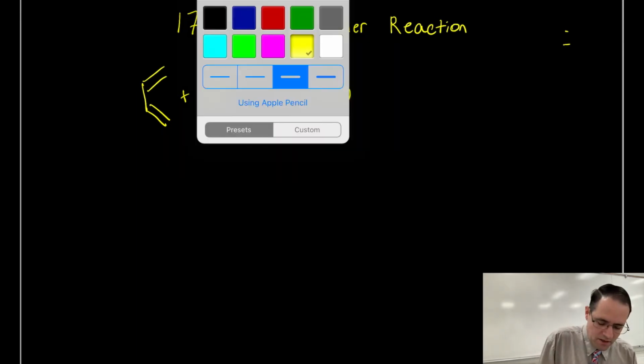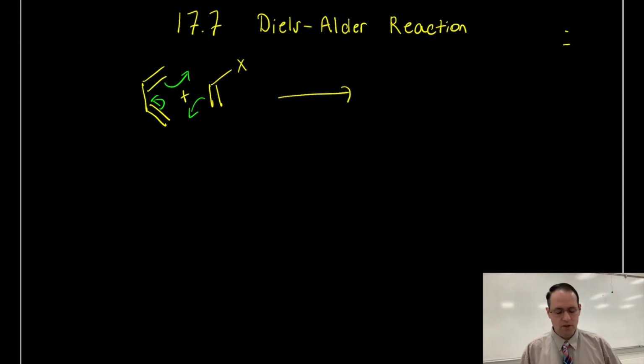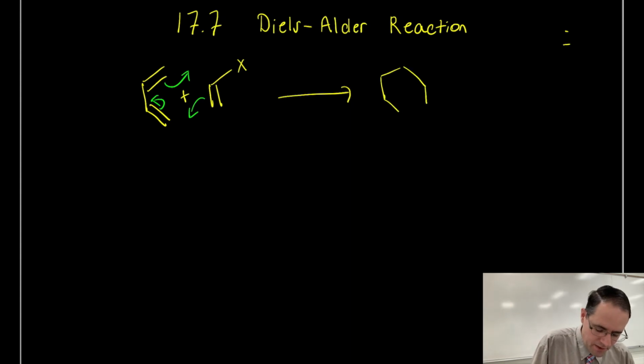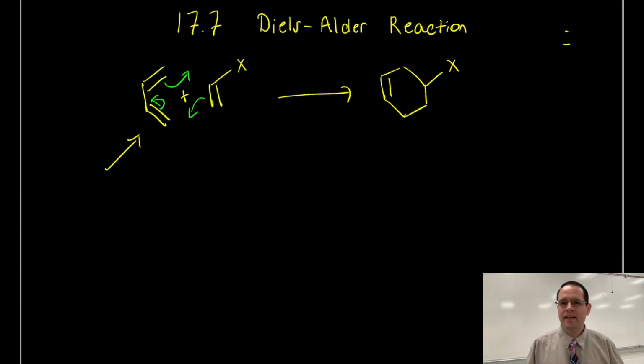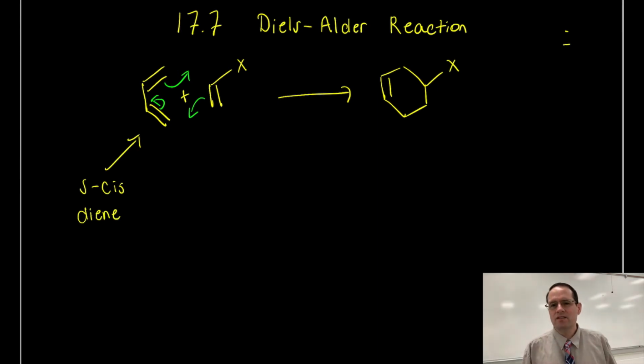So this reaction proceeds like so. The arrows I'm showing here look a lot like a benzene resonance, and what is formed here is a cyclohexene with a double bond located on the left as drawn, and your X group will be here, okay? So you need to have a conjugated diene that can adopt the S-cis conformation. Okay, and what's found is that electron donating groups on the diene work really well.